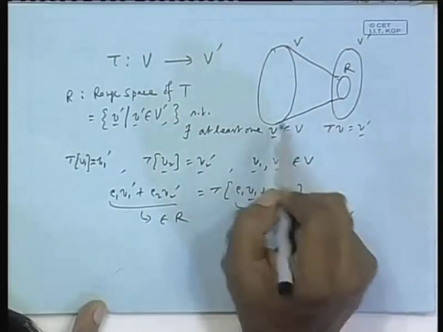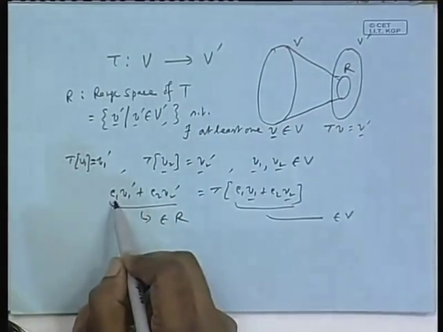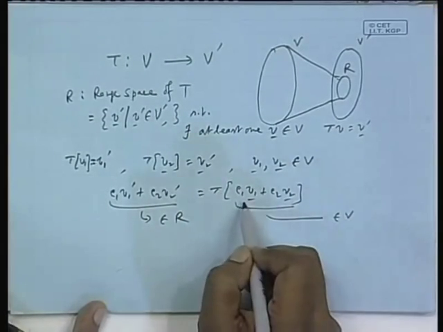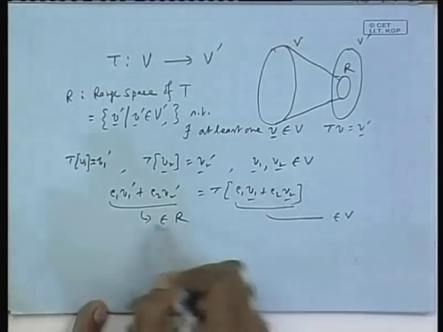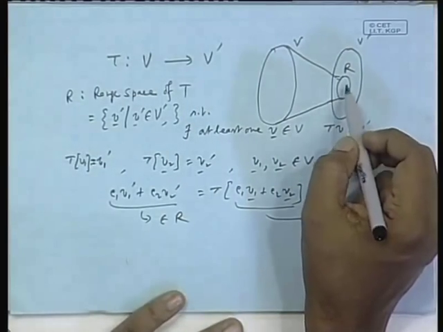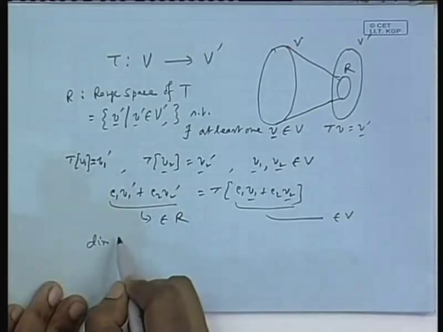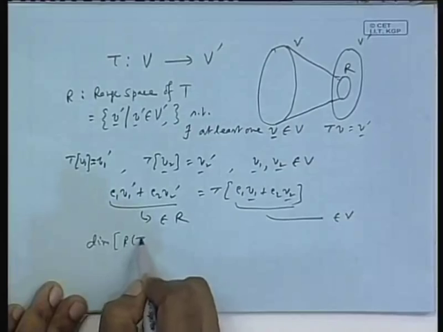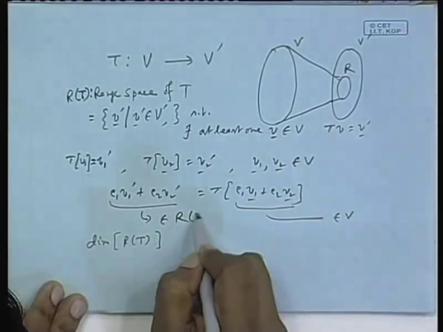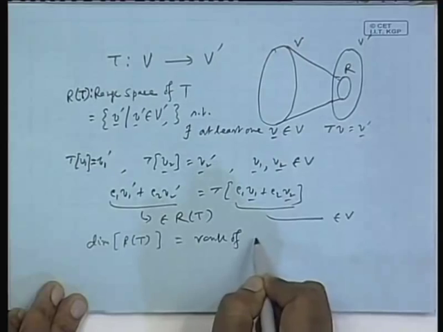Now, you understand here that if V 1 prime belongs to R and V 2 prime belongs to R, then any linear combination of them also belongs to R, because you find another vector as an element of V, that is C 1 V 1 plus C 2 V 2, on which if T works it gives you this. That means this is closed, and therefore this is a vector space. This is called the range space. The dimension of this range space, I will call it R T, the range of T, is called the rank of the operator T.